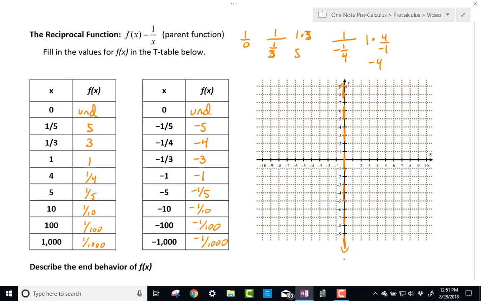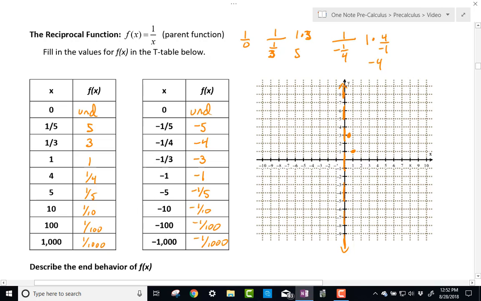Alright, so let's take a look at our table. I'm not going to graph all of these obviously, but I'm going to try and graph some of them. I'm going to start with 1/3, 3, because 1/5 I'm going to have a really hard time with. So 1/3, 3 would end up right about here. 1, 1 is going to end up here.